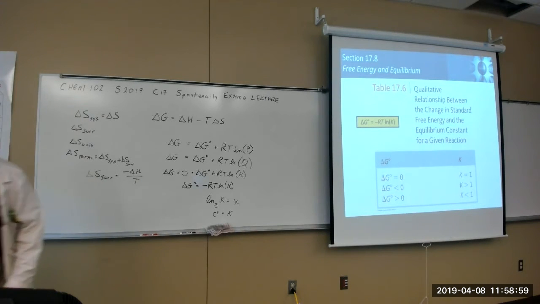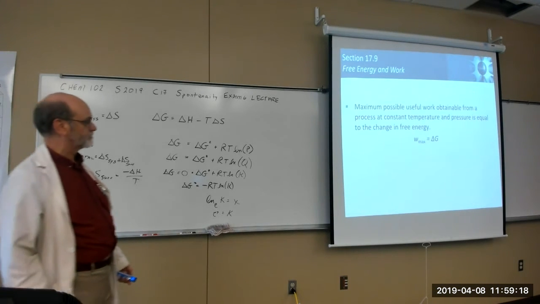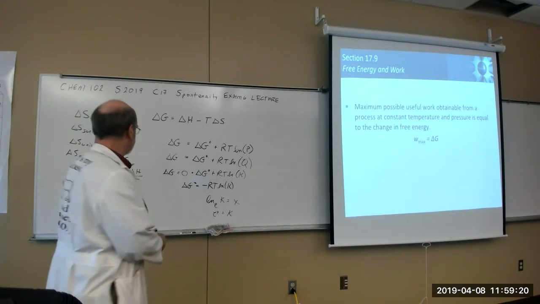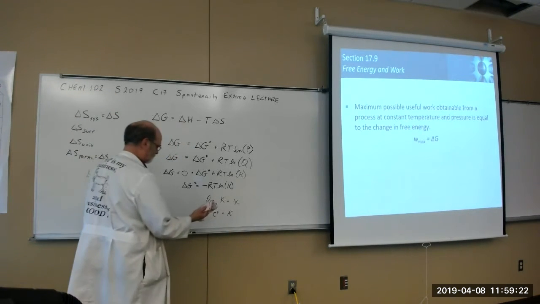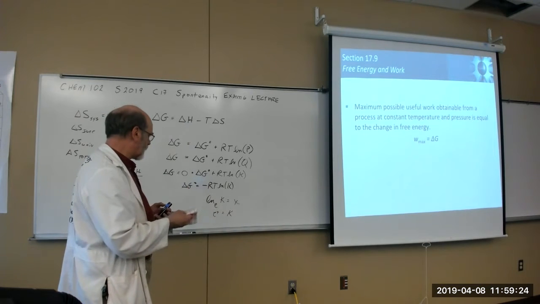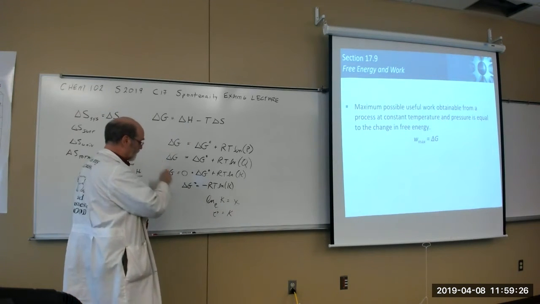Okay? Let me see if I put that in here. Or if you have to memorize that. I don't see it. So you have to know that one. The relationship of K to delta G. Delta G is 0.